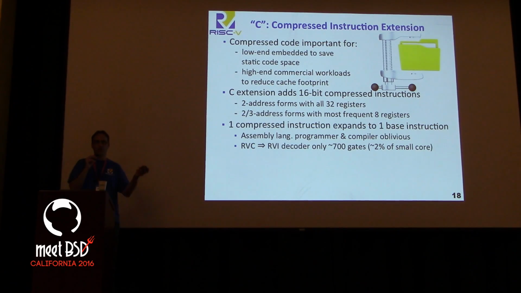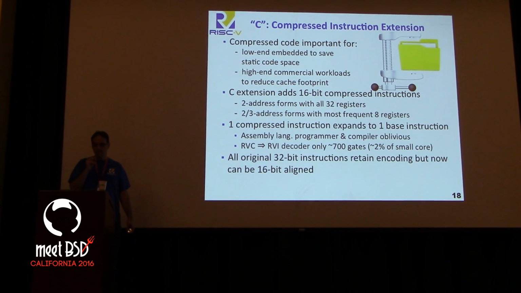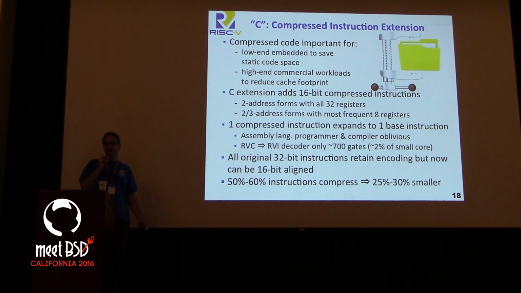And we kept a very simple model. One compressed instruction expands to one regular instruction in the base ISA. And it's tiny. It's like a few hundred gates to build one of these decoders. And getting this, we get about 25 to 30% smaller code size.